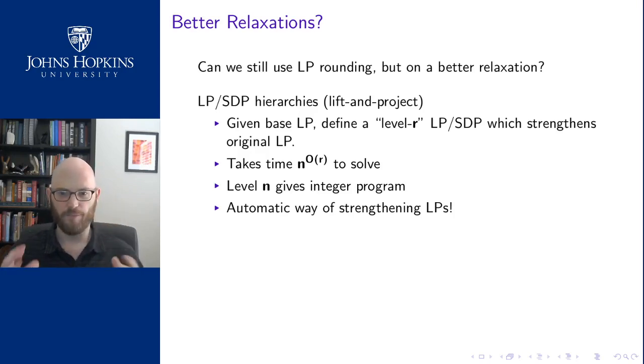The basic idea is that I give you a base LP, some relatively simple LP, and I can define levels, sometimes called rounds, but nowadays people usually call them levels. As you go up the levels, you strengthen the LP. In fact, they have this property that level n will give back the integer program. So if I go enough levels up, I actually get the integral hull. On the other hand, I can't go up that many levels because it takes time about n to the O(r) to solve the level r LP or SDP. That means I'm really concerned with constant rounds if I want polytime algorithms. But maybe I allow myself quasi-polytime and I set r to log n or something like this. Totally reasonable thing to do.